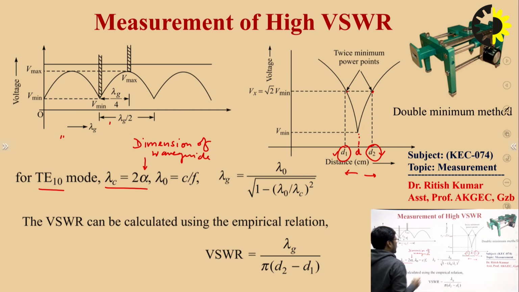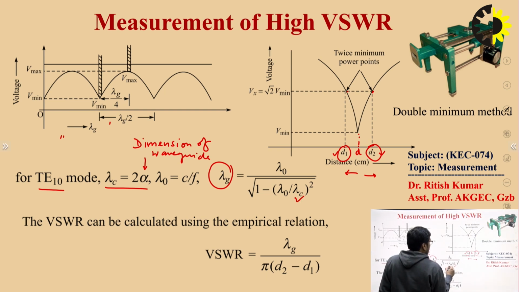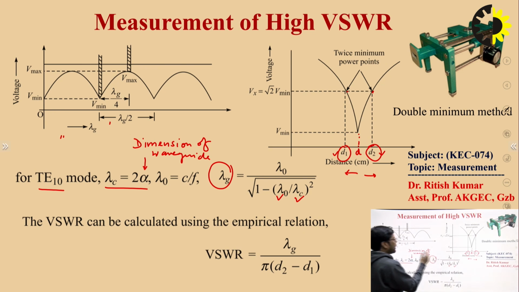You can measure this value with the help of a scale, then put the value of a here, and you will get lambda c, that is the cutoff wavelength. Now how can you find the value of lambda g with the help of this formula? You already know the cutoff wavelength, and you know the operating wavelength, which you can get from the operating frequency. So you put in the operating wavelength and cutoff wavelength, then you will get lambda g.